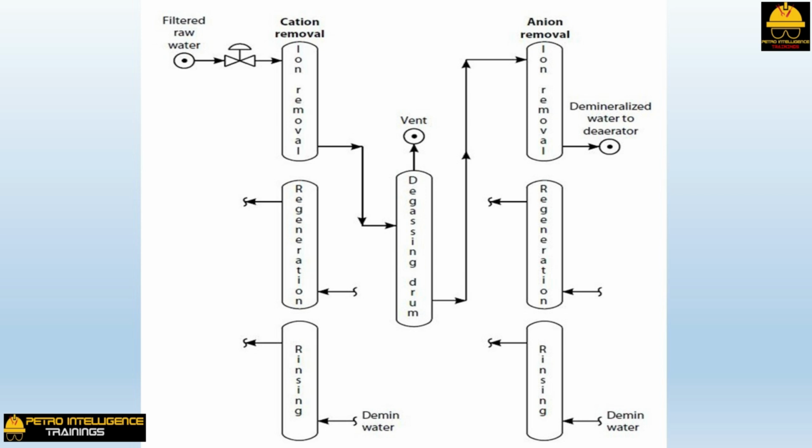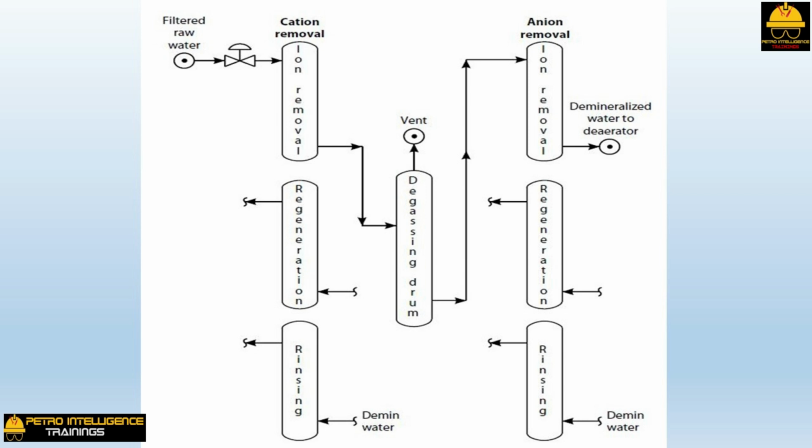Periodically, the resins have to be regenerated to strip out the absorbed ions. The regeneration solution, dilute acid for a cation bed, dilute alkali for an anion bed, flows in an upward direction. This is followed by a rinse step using treated water. Completion of the rinse is typically monitored by conductivity probes.